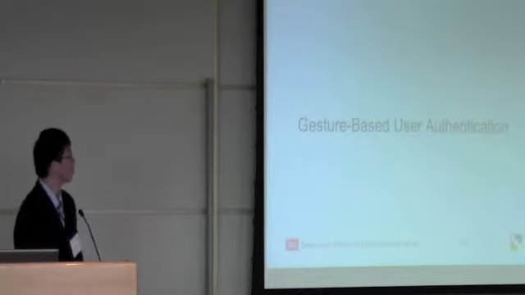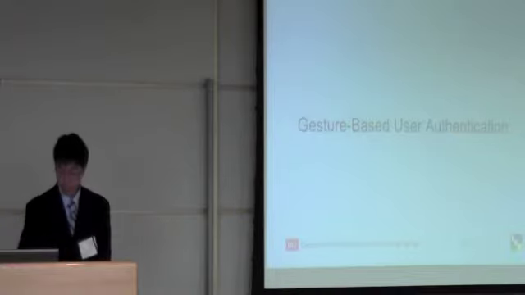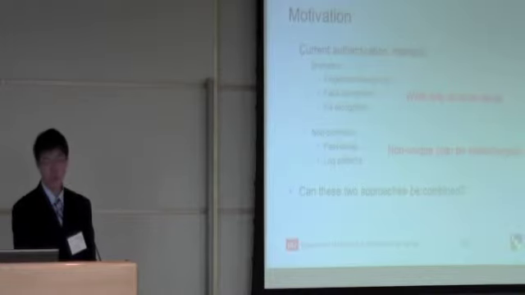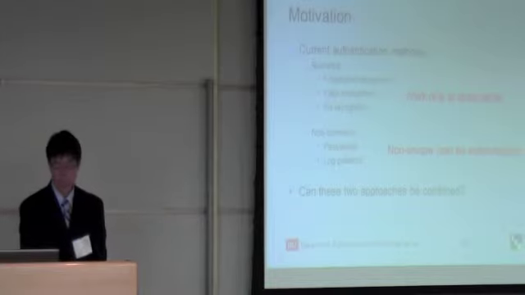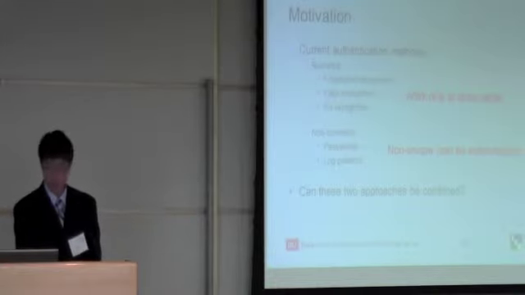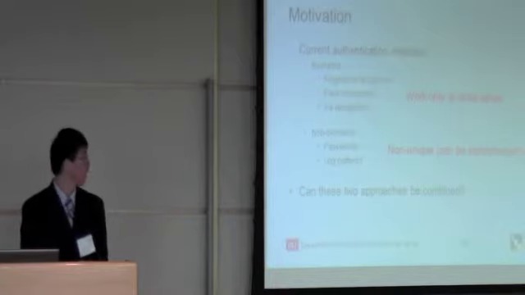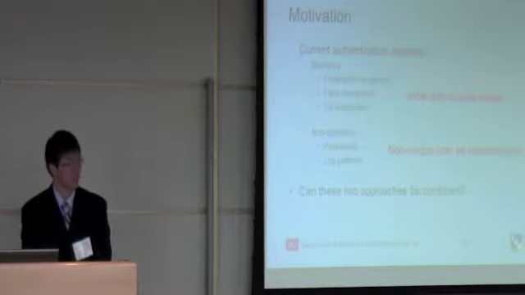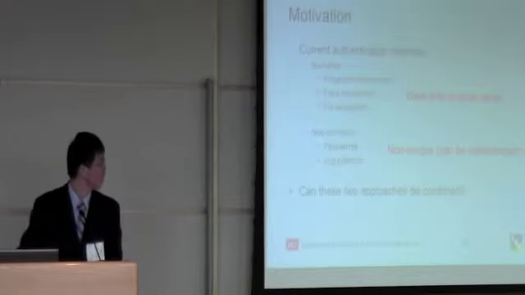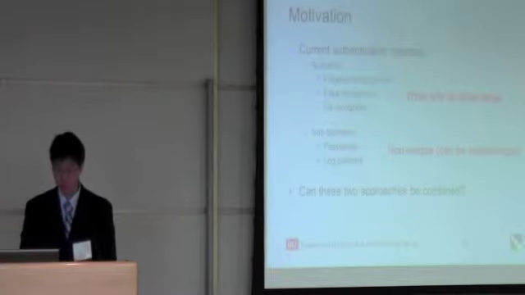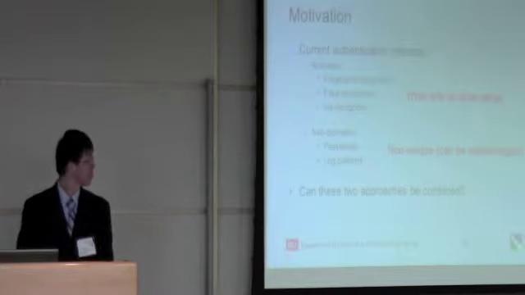Now, let's talk about gesture-based user authentication. Currently, we have many authentication methods. They include the biometric methods of fingerprints, face, and iris. They are unique, but they work only in close range. We also have non-biometric methods, such as passwords and lock patterns. In case you don't know what a lock pattern is, it is the fancy thing you have in Android phones. Our question is, can these two approaches be combined so the benefits of both can be achieved?